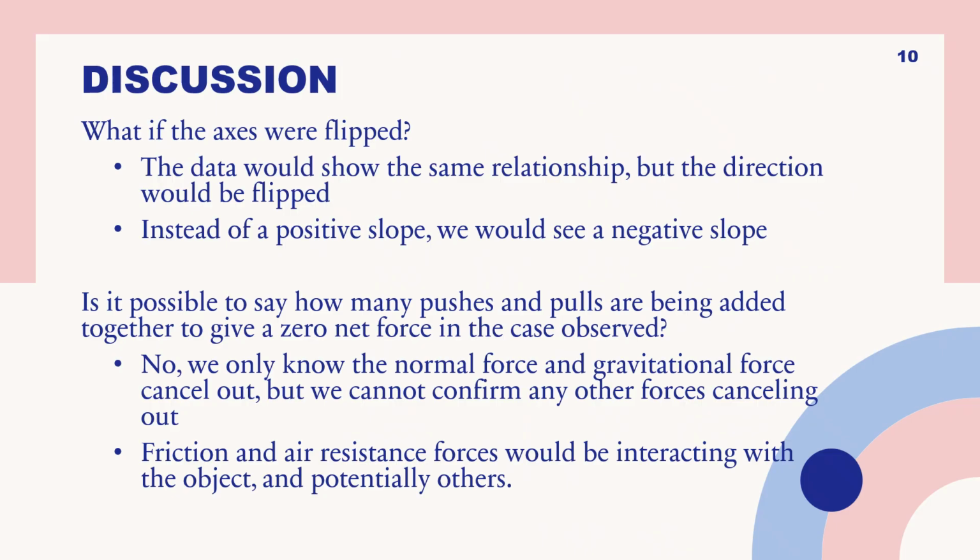Even if they were flipped, the data would still show the same relationship. It would just be that the direction of it would be flipped. Instead of a positive slope, we would see a negative slope, but we'd still see that divergence relationship at the end. It'd still tell us the same information.